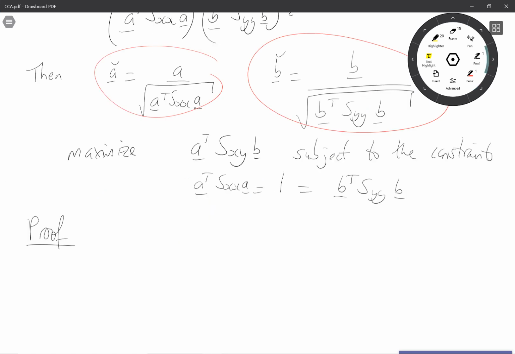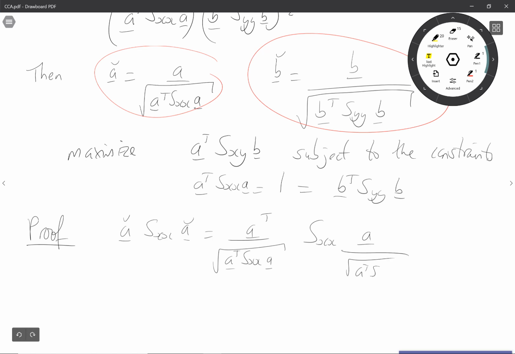So that's easy to see. First of all, let's just check that A check satisfies the constraint. So this is A divided by the square root of A transposed S_XX A, times S_XX, times A over the root of A transposed S_XX A. So that is indeed equal to 1. And similarly for B check.